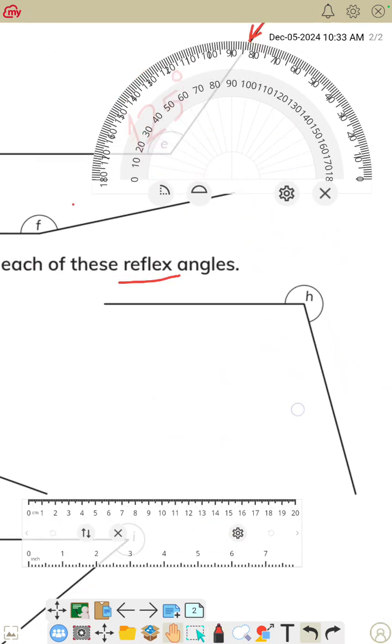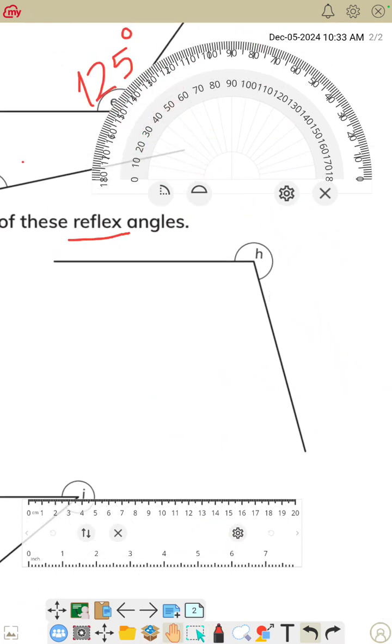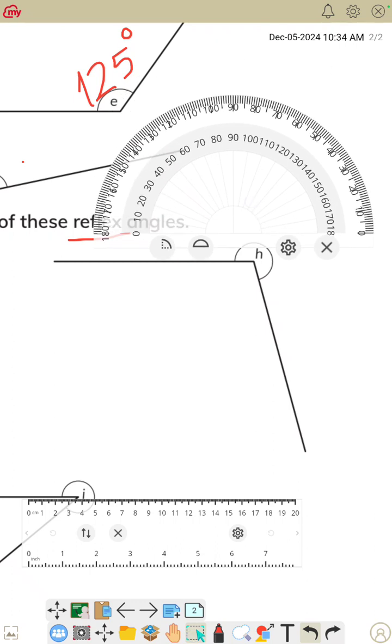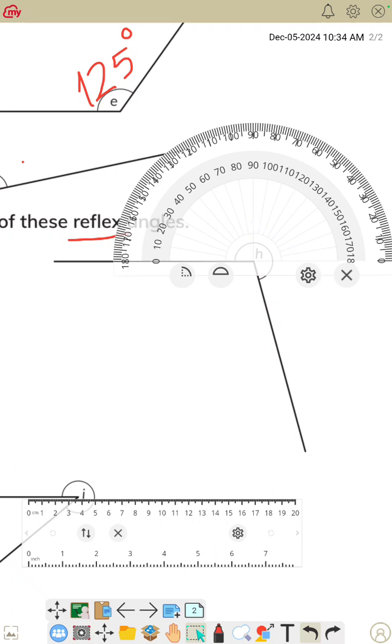What about a reflex angle like this one? How do we measure a reflex angle? We have two ways. If I try to use the normal protractor like this one, I put the center on the vertex and start from 0. As you can see, the reflex angle is the outer angle, which goes around this one, so I have to start from 0 and go around to the other line. But the protractor won't be enough, because the last number on this protractor is 180, and a reflex angle, as you know, is greater than 180.